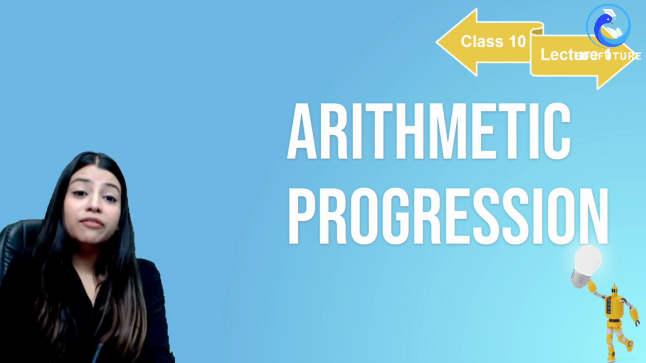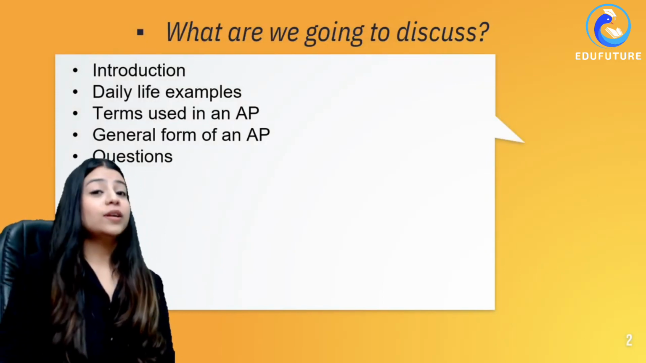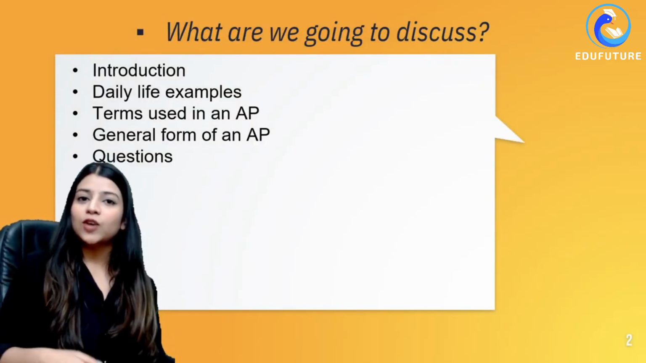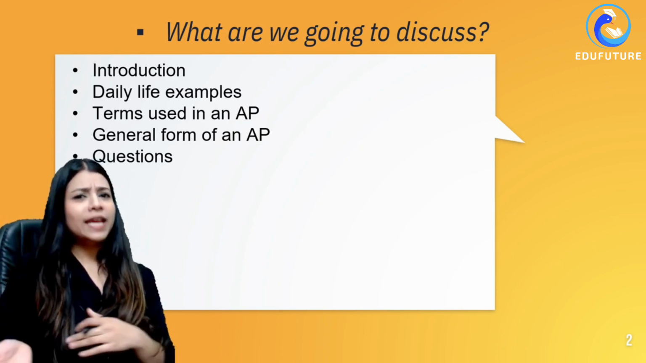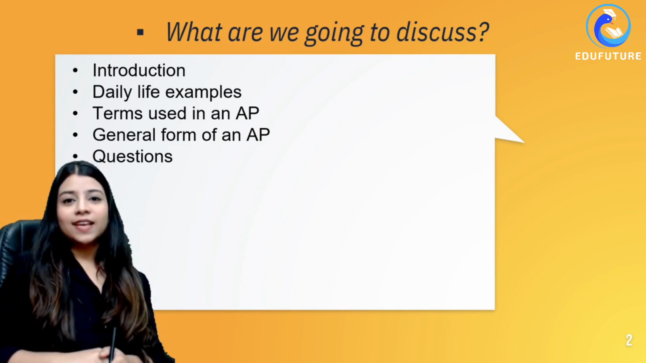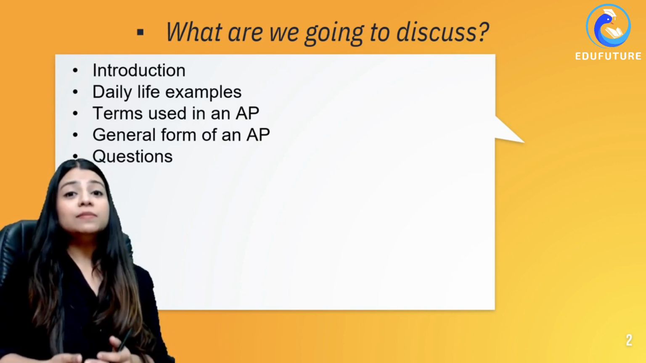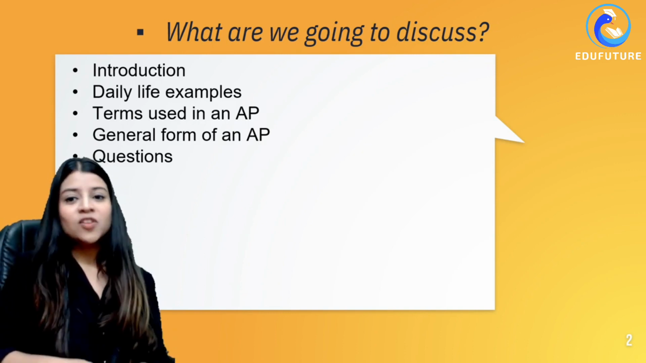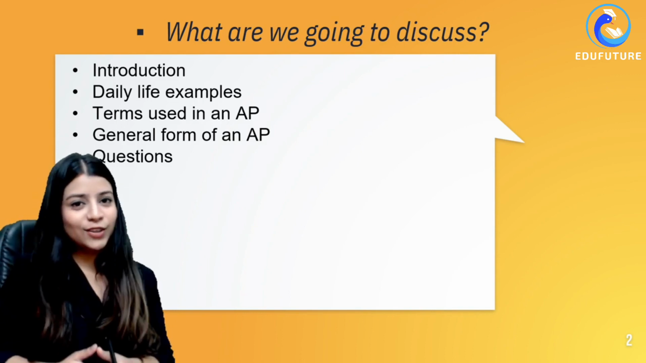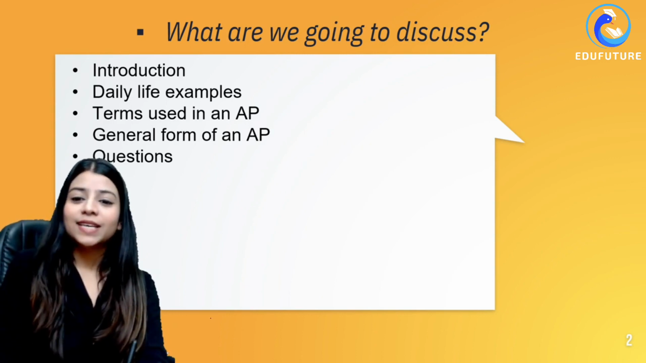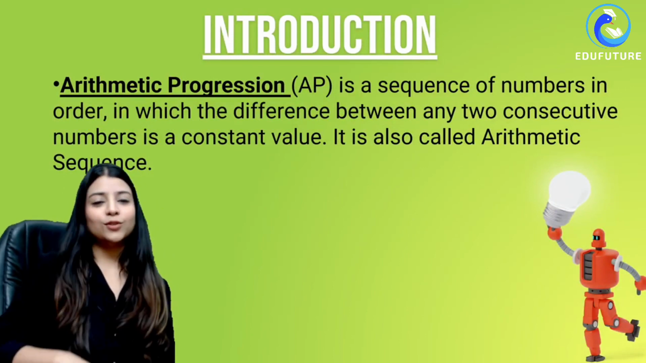Let us see what we are going to discuss in this particular session. The first thing is the introduction to the chapter, that is, what actually is arithmetic progression and how we can relate it to our day-to-day lives. The second is the daily life examples of AP. The third is the terms used in AP, the general form of an arithmetic progression, and some questions related to what we have discussed in the theory part today. So let's begin with the first thing, the introduction to the chapter.